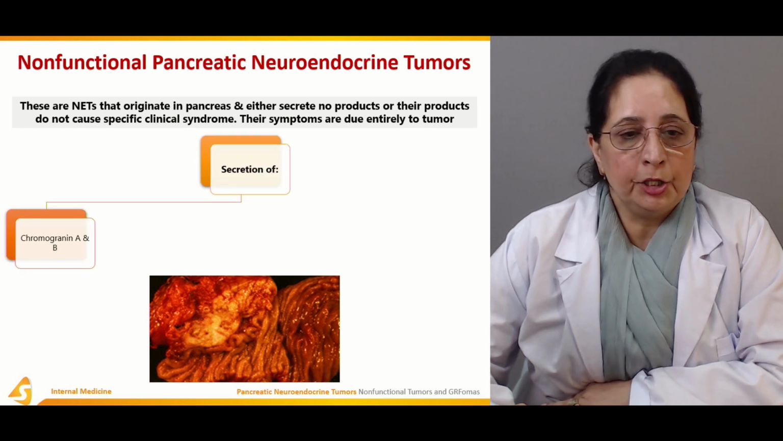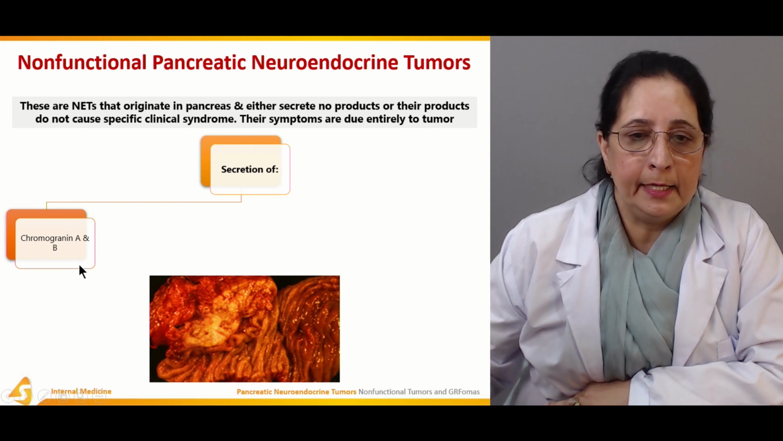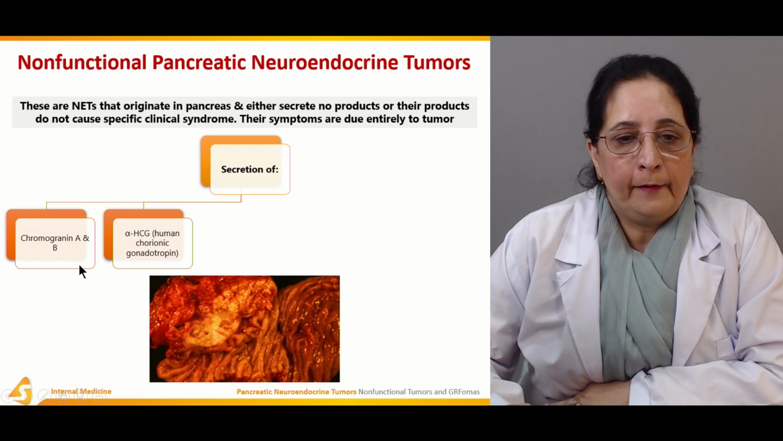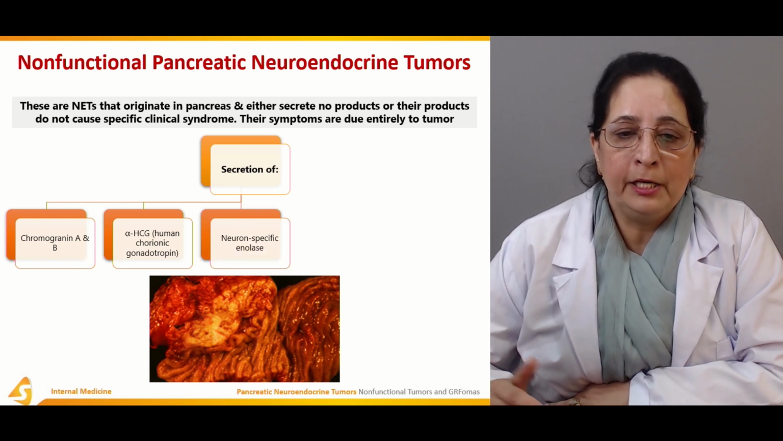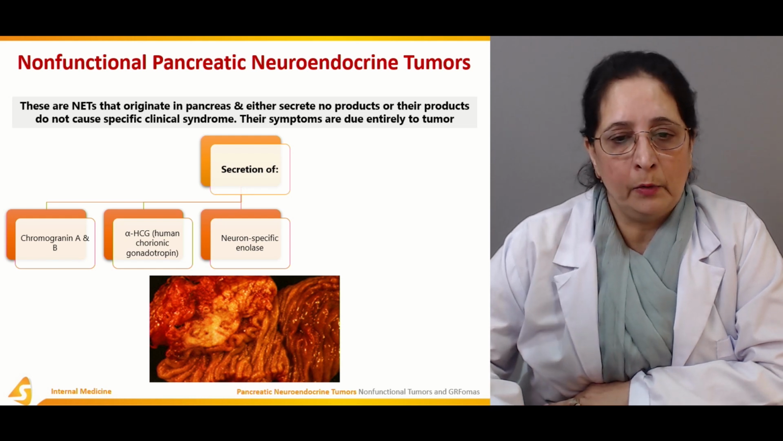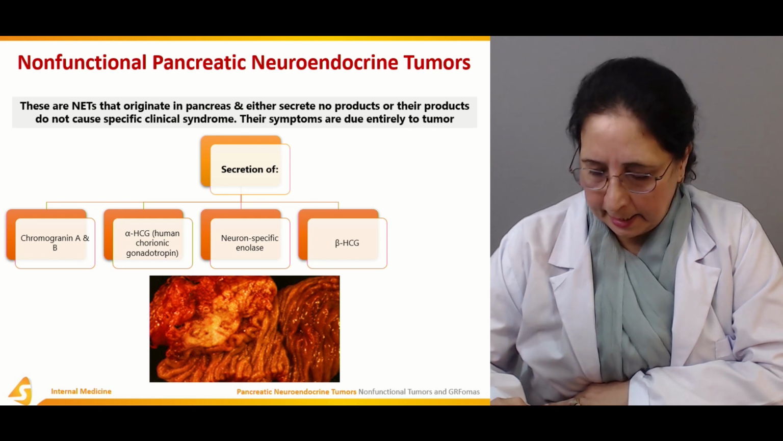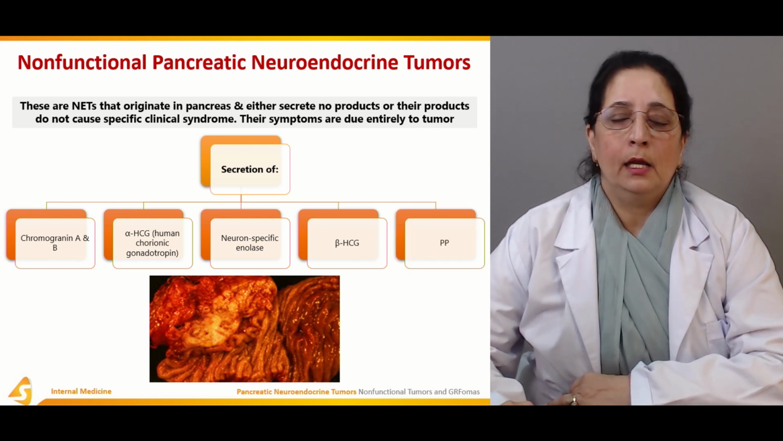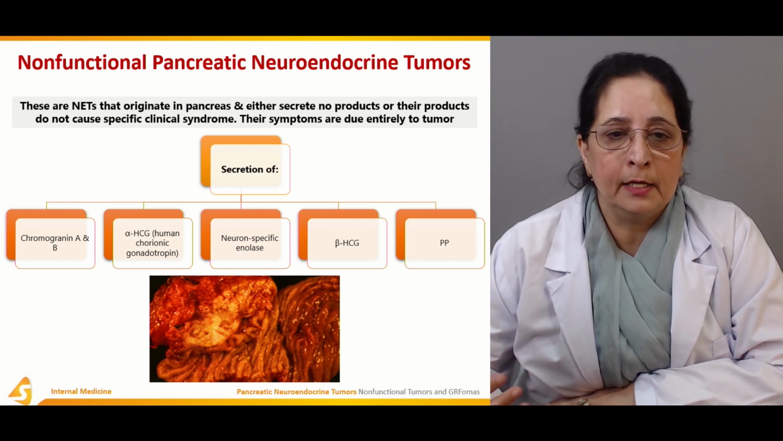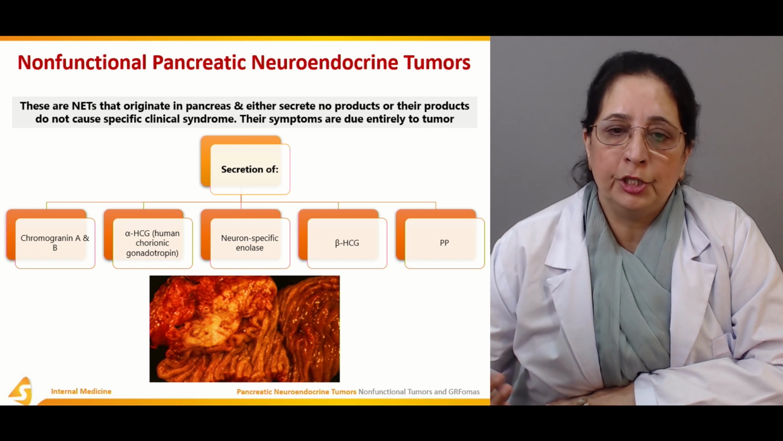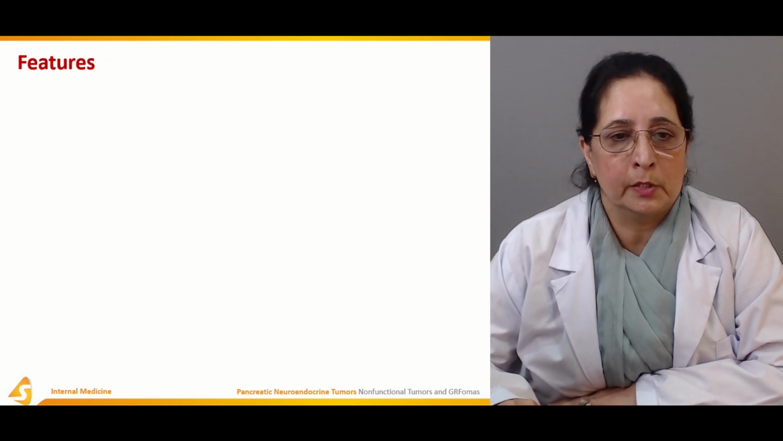They cause secretion of chromogranin A and B, alpha HCG, which is human chorionic gonadotropin, neuron-specific enolase, beta HCG, both alpha and beta HCG, and then the PP or pancreatic polypeptide. So we have different secretions from the non-functional pancreatic neuroendocrine tumors.